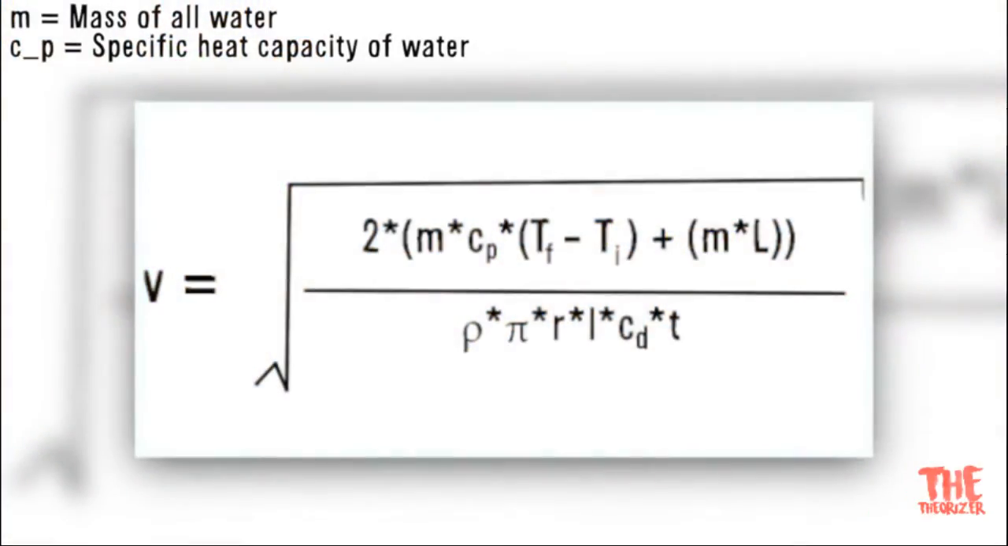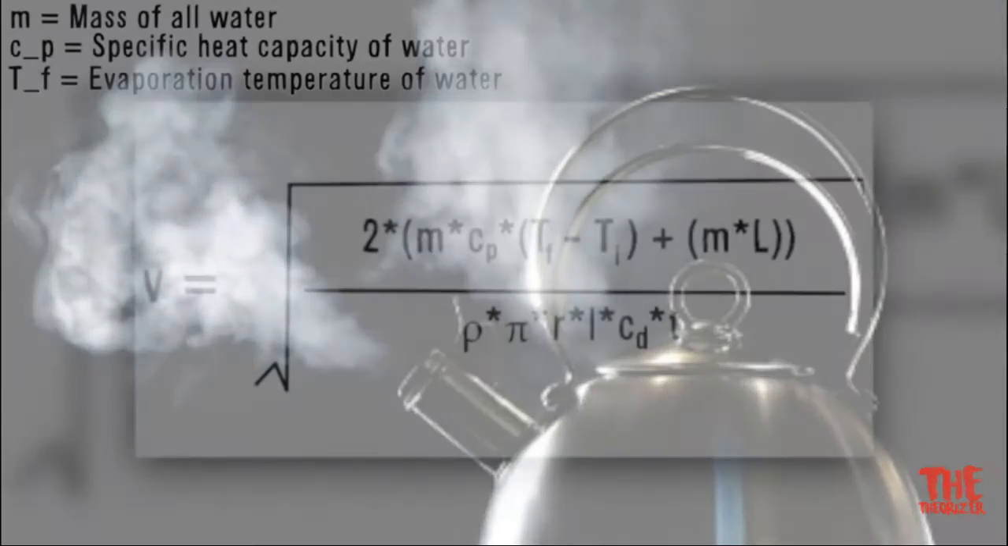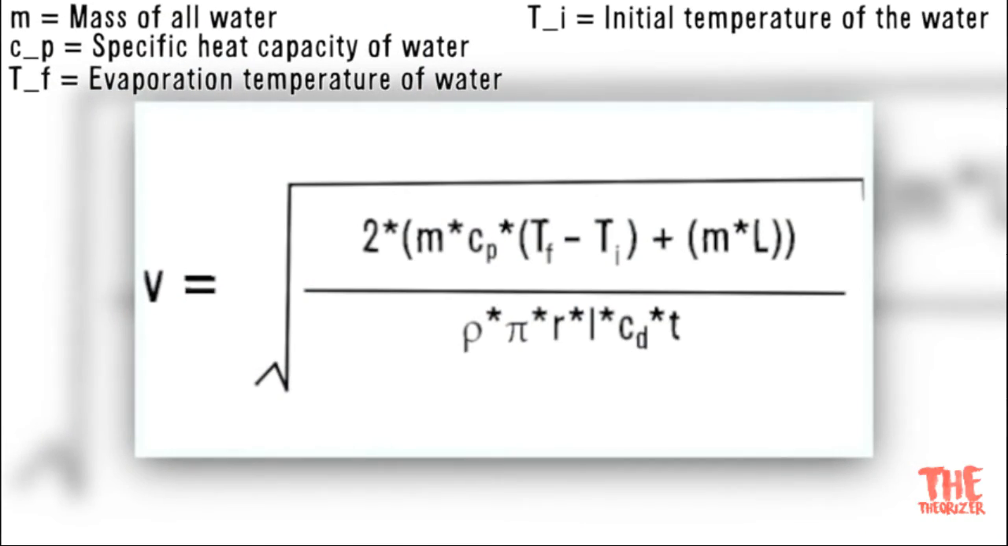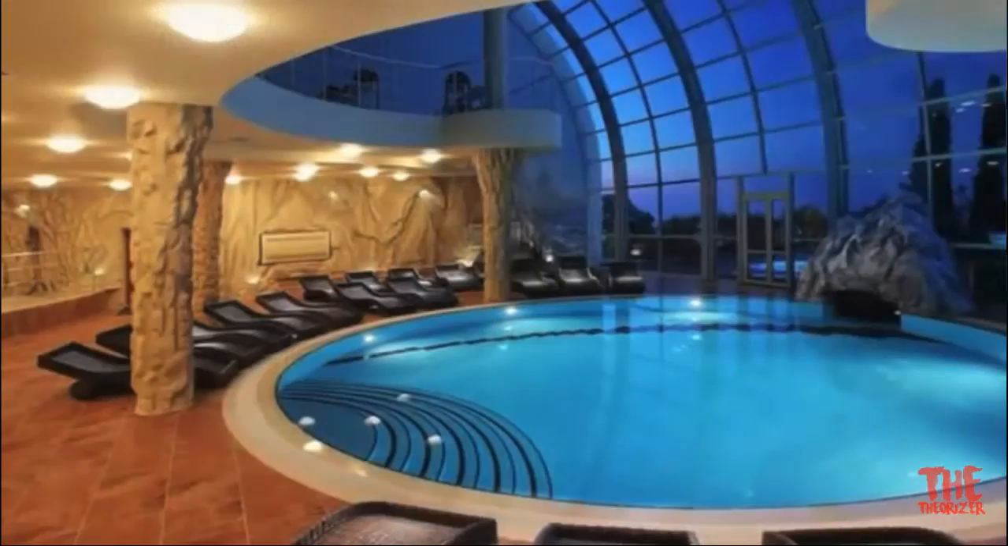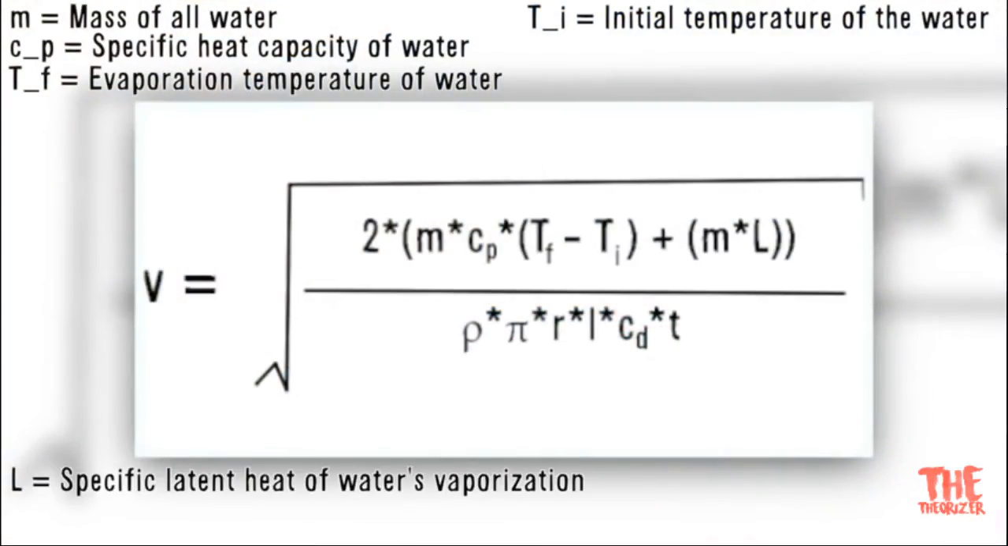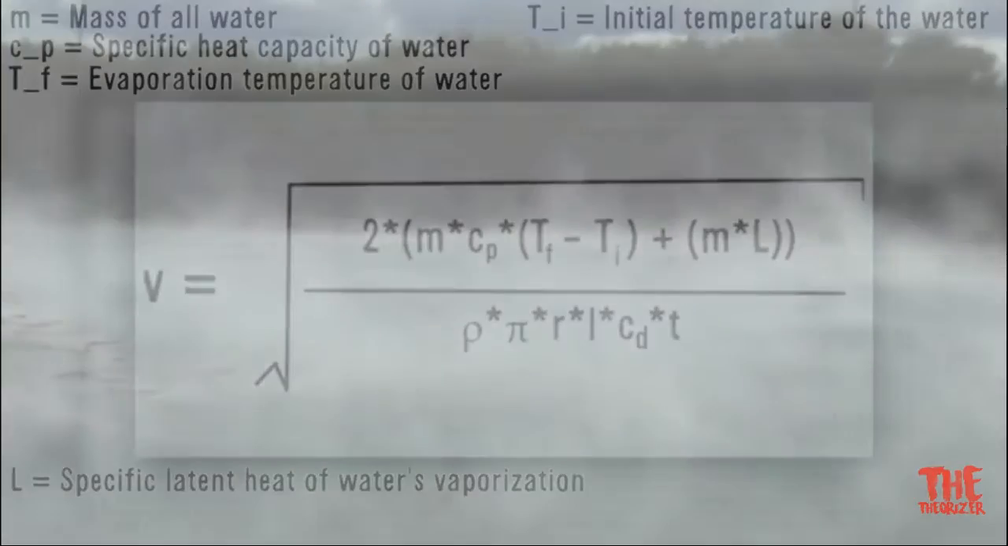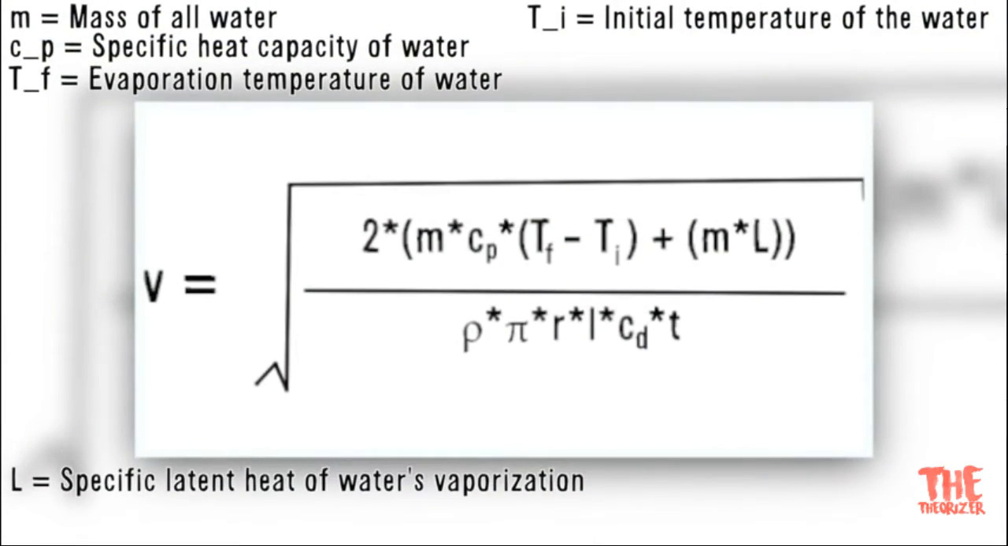Pretty resistant, I'd say. You don't often see water bursting into flames. T sub F is the evaporation temperature of water. How hot can water get before turning into a gas? T sub I is how hot the water is initially. If it's inside, then it's room temperature. Capital L is the specific latent heat of water's vaporization. It's basically a number that corresponds to evaporating water. T is the time it takes to fully evaporate it all.